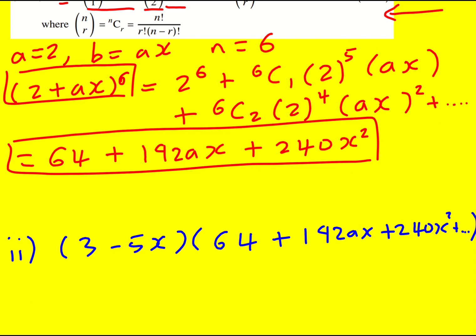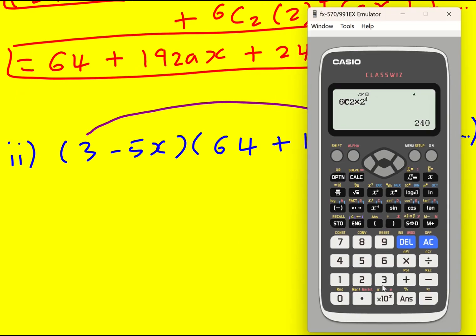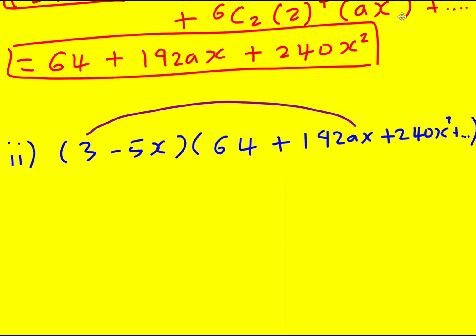Right, now we don't need to expand this whole thing out. We can just think really carefully about how can I get my x terms. And one way I can get my x terms is by multiplying this 3 by 192a, which is 576a. Don't forget that. And I'll just write x to start with. I'm going to get rid of that in a minute.